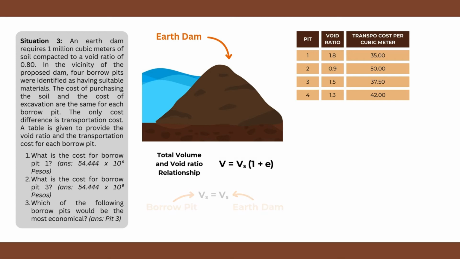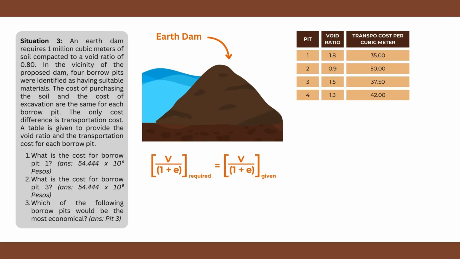So deriving a formula for our volume of solids, we can say that Vs is just equal to the total volume divided by the quantity of 1 plus our void ratio e. And to equate the volume of soil solids, we would arrive with this formula. The volume over quantity of 1 plus e of the required volume is equal to the volume over quantity of 1 plus e from the given volumes.